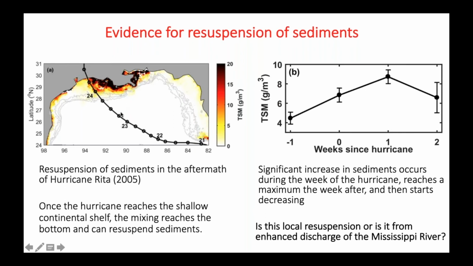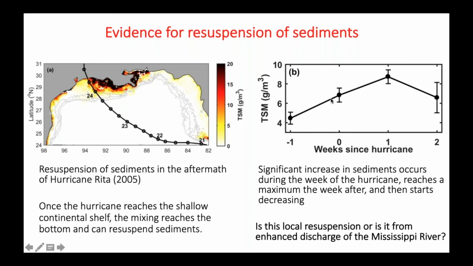So this is not just an isolated case of one hurricane, and this happens very, very often. This can be seen when we look at the composite mean time evolution of TSM, or suspended matter, for all hurricanes. This is weekly data. So you have week -1, the week of the hurricane, 1 week later, and 2 weeks later.